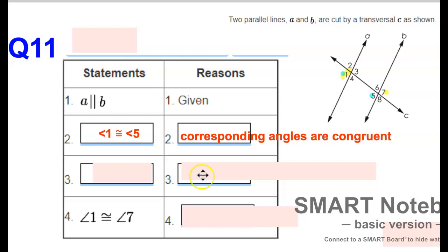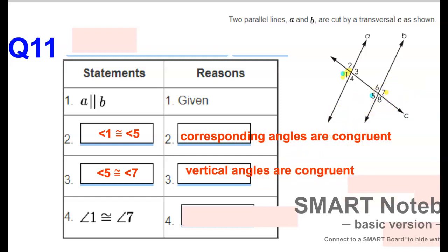Now we need to figure out a way to get angle 5 congruent to angle 7. Because if we can do that, then we can use the transitive property to say angle 1 and angle 7 are congruent to each other. So by looking at our picture, we can say that angle 5 is congruent to angle 7 because angle 5 and angle 7 are vertical angles. They are across from each other, and we know that vertical angles are congruent.